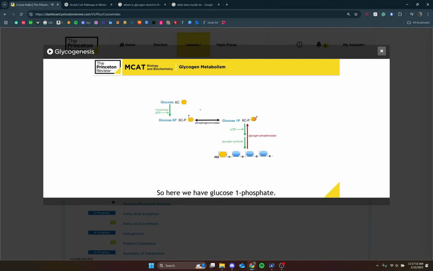So here we have glucose 1-phosphate. Then we're going to convert that back into glucose 6-phosphate, again using our phosphoglucomutase enzyme. Then our ultimate goal is to get that glucose out into the bloodstream. Remember, this is happening in the liver. The liver's the guy that stores glycogen and then also releases glucose into the bloodstream by breaking down glycogen.